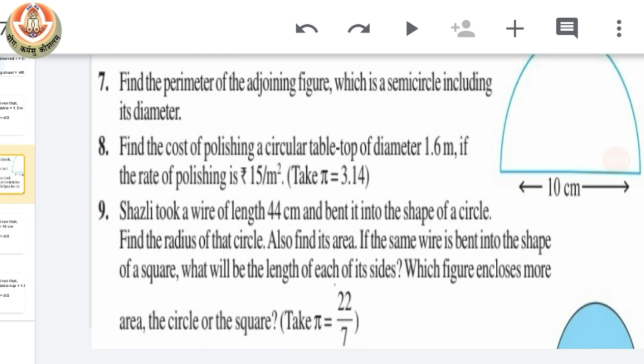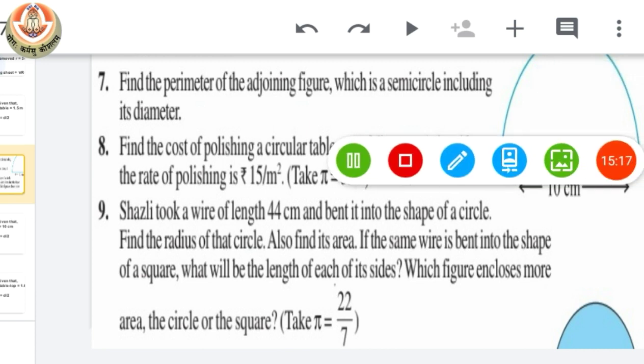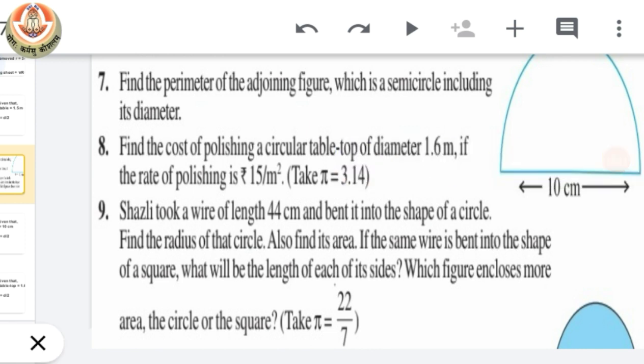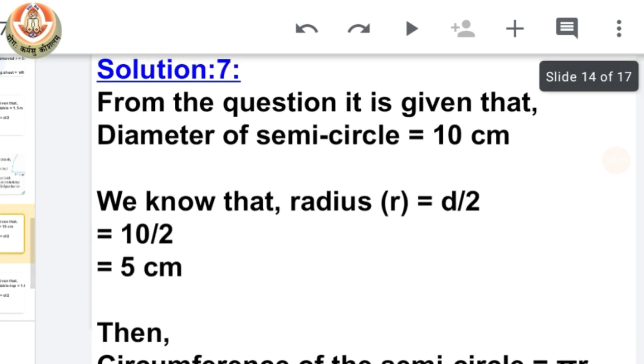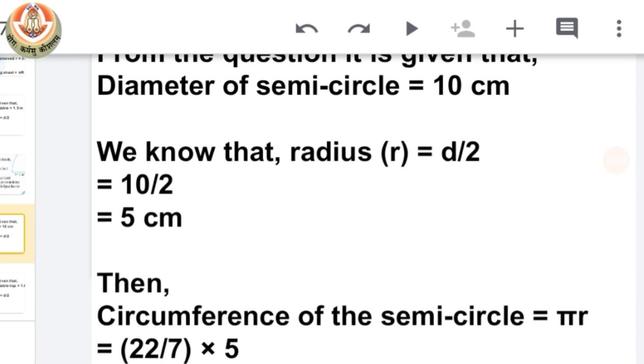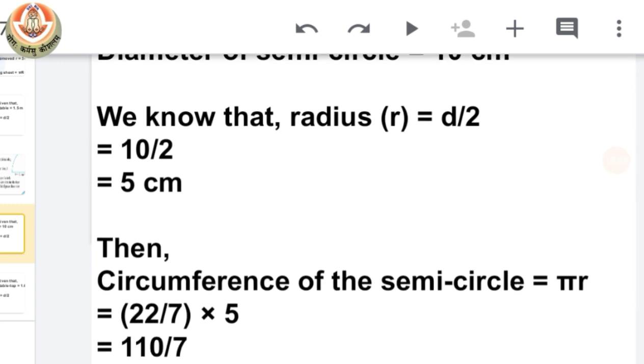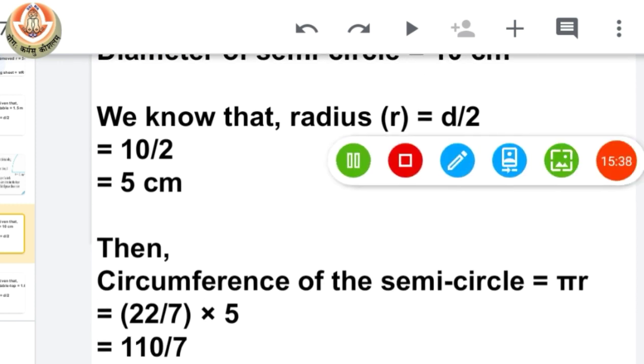Now question number 7 is find the perimeter of this adjoining figure, which is a semicircle including its diameter. See, we have to find the perimeter, so the circumference of this semicircle will be counted, and also this diameter will be counted. So let's see how we have to solve it. So the diameter is given as 10 centimeter. So its radius will be half of 10, that is 5 centimeter.